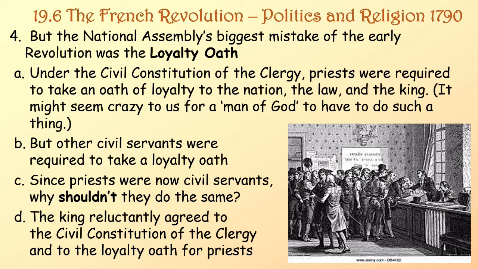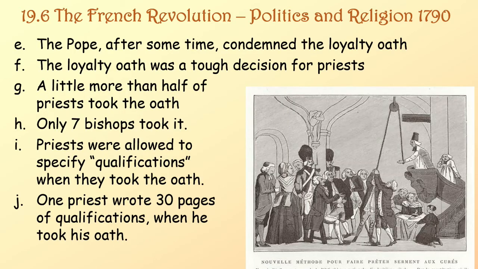But the National Assembly's biggest mistake of the early revolution was the loyalty oath. Under the Civil Constitution of the Clergy, priests were required to take an oath of loyalty to the nation, the law, and the king. It might seem crazy for us, for a man of God to have to do such a thing. But other civil servants were required to take a loyalty oath, and since priests were now civil servants, why shouldn't they do the same? The king reluctantly agreed to the Civil Constitution of the Clergy and to the loyalty oath for priests. The Pope, after some time, condemned the loyalty oath.